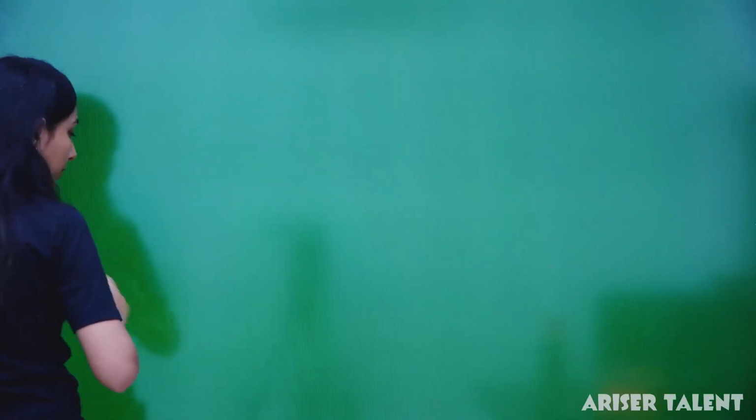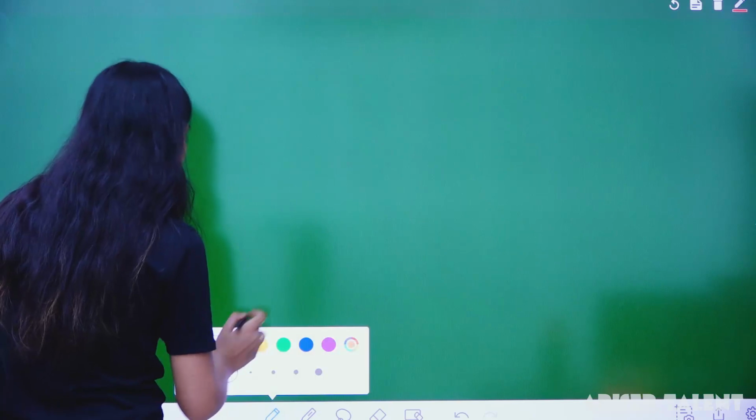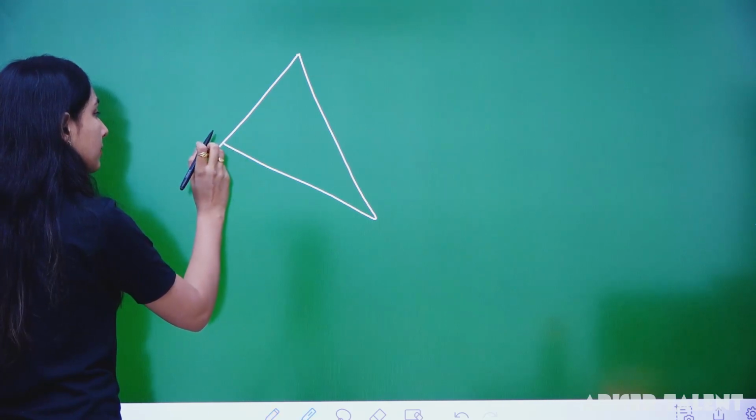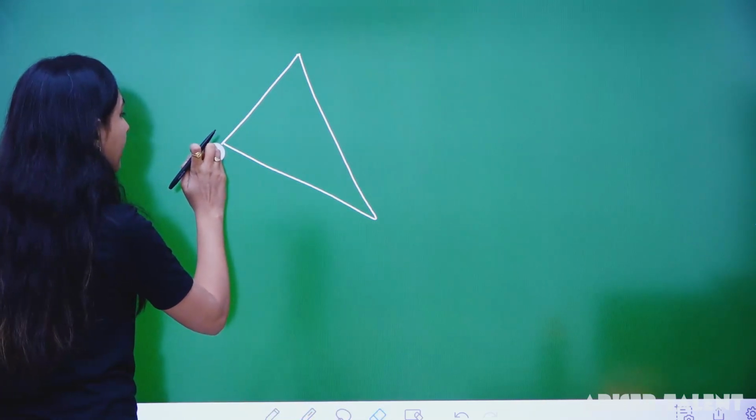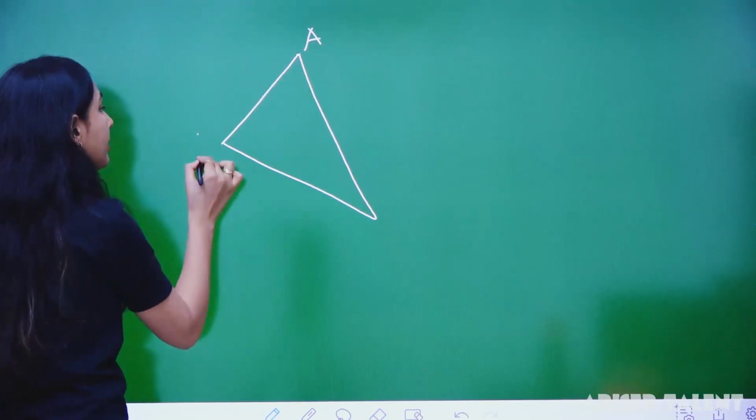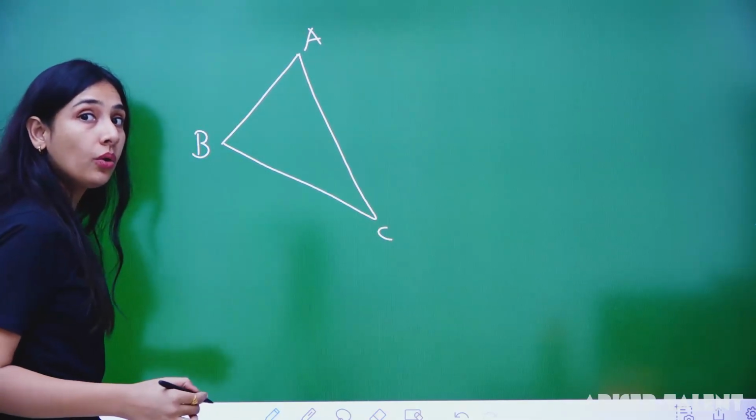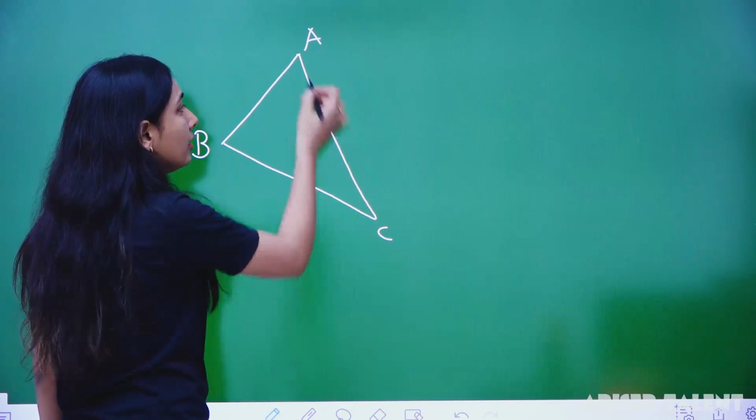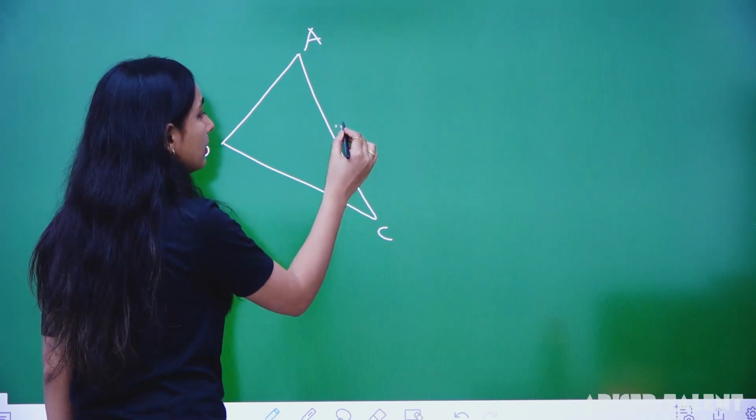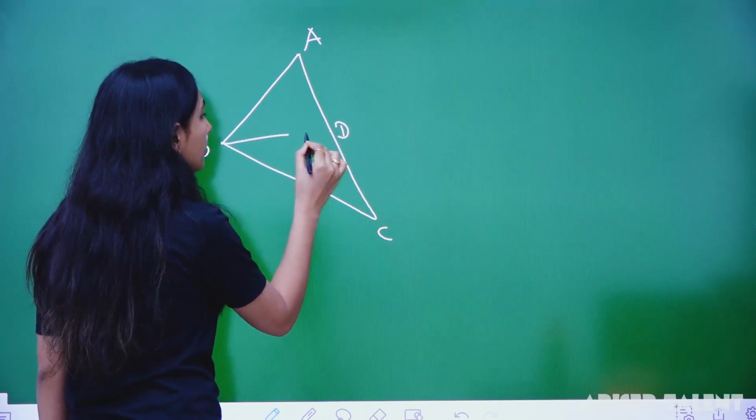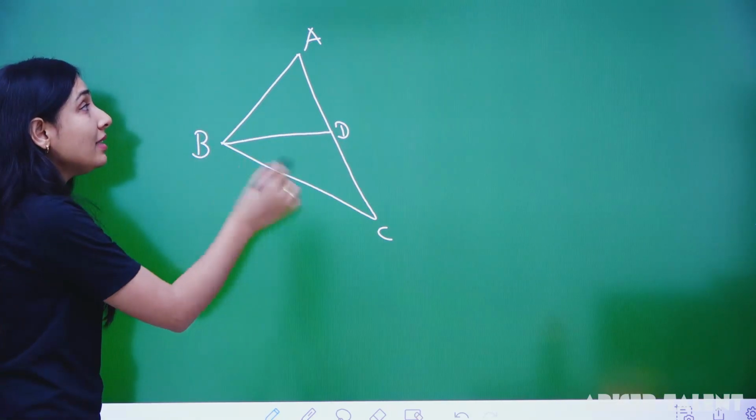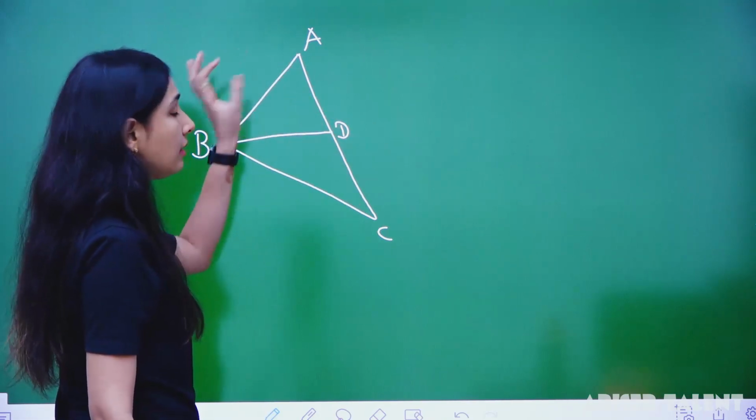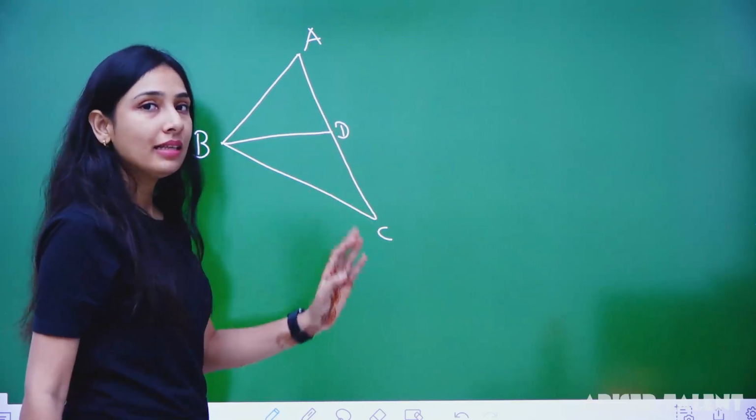Okay, so here it comes. If you talk about a triangle ABC, let's suppose I have the medians of this triangle. What is the median? If I locate the midpoint of AC as D, and join it to the opposite vertex, that is BD, then BD is a median. Why is it so? Because BD divides AC into two equal halves.